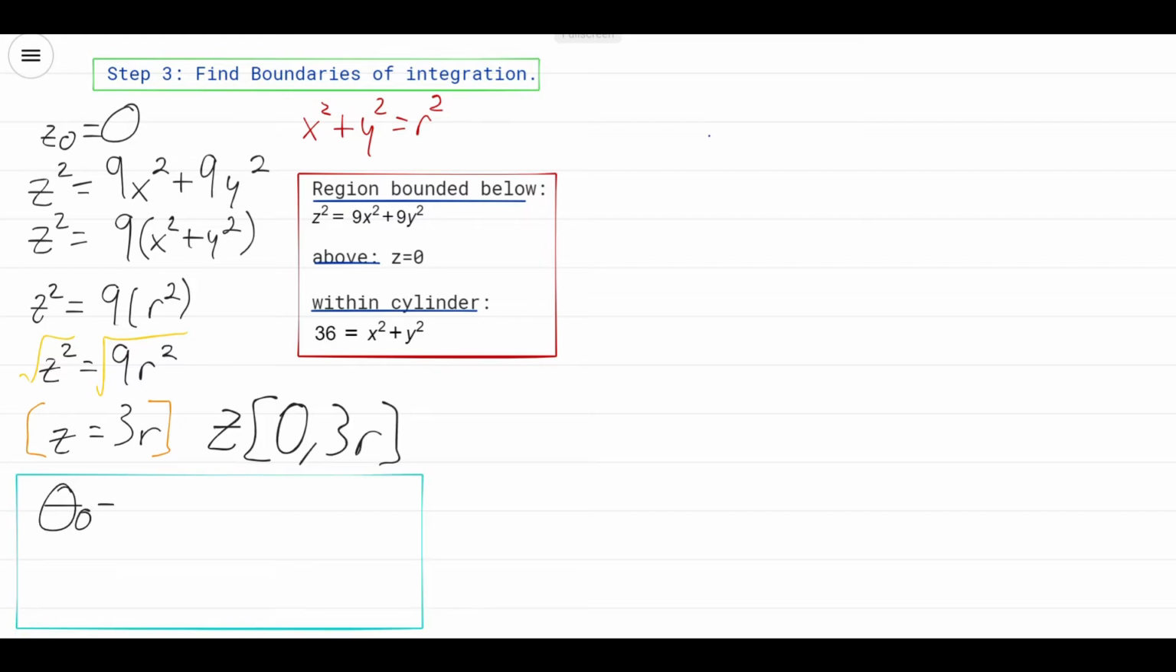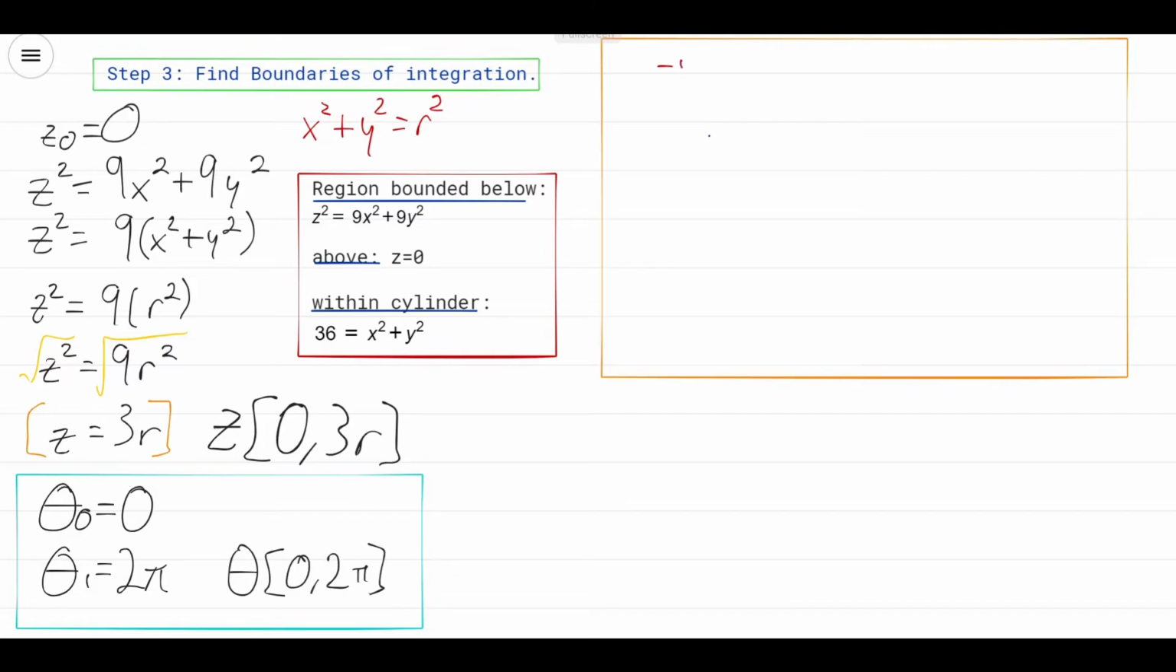So what about our theta bounds? Well, we know our lower theta is 0, and our upper bound, since this is a full cylinder, not a half cylinder, never specified it's a proportional cylinder, it's a full cylinder, we know our upper bound will be 2 pi. Always assume it unless otherwise stated. Since it's telling us it's a cylinder, we assume it's a full cylinder. So our theta bounds are from 0 to 2 pi.